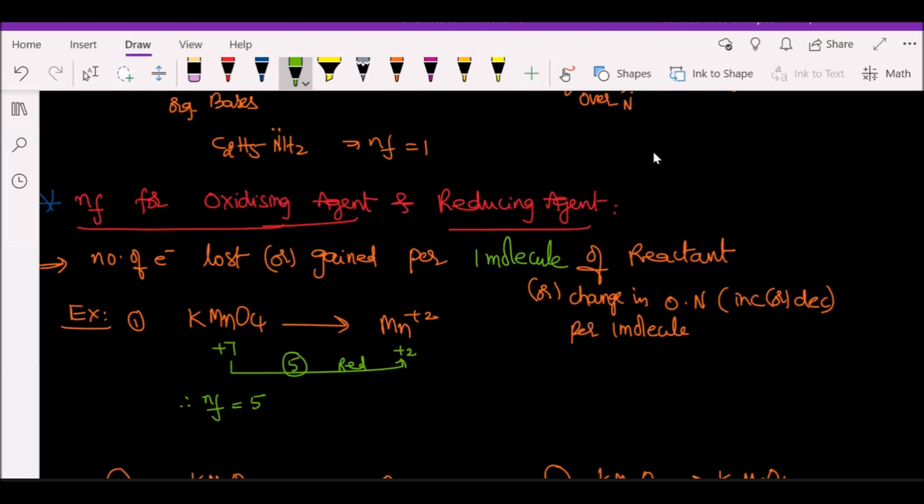So do you understand? I am not asking you to balance the equation. I am asking you only to calculate n factors. That's it. So, which atoms are undergoing oxidation, which atoms are undergoing reduction, those only you have to take care of. The remaining you don't want. Which atom is undergoing reduction? Mn. So left side we have 1 manganese, right side we have 1 manganese, enough.